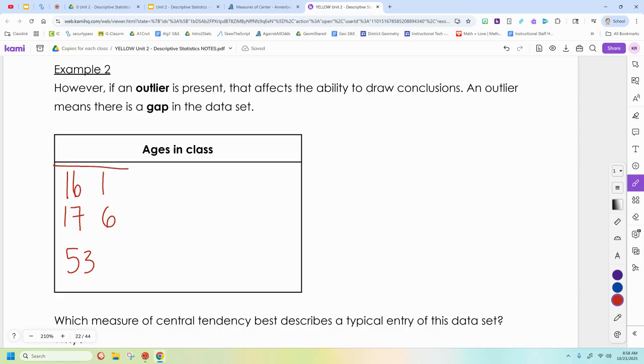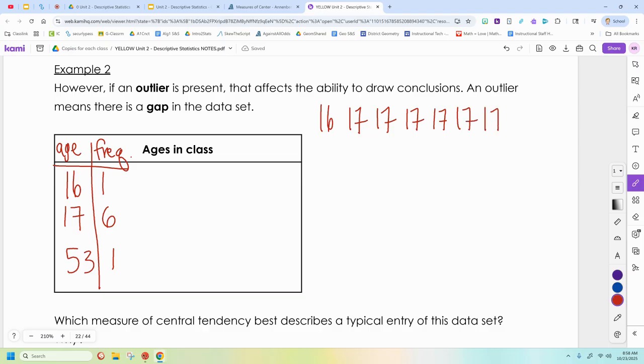All right, so this is kind of like our table of data, right? One person. So this is age. This is frequency. All right. So we could even do it as easily as this. Let's say we got 16, 17, 17, 17, 17. I need 6 of these. 1, 2, 3, 4, 5, 6. 53. All right. We got 8 people in the room.